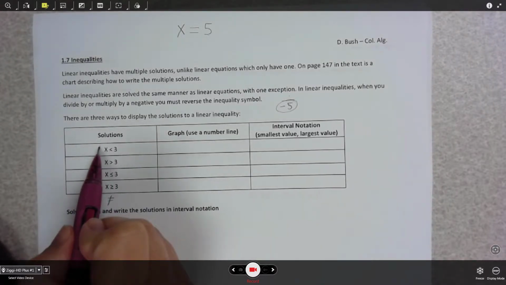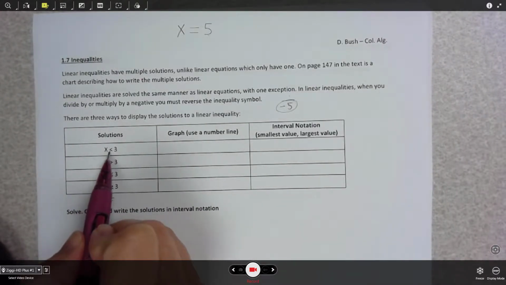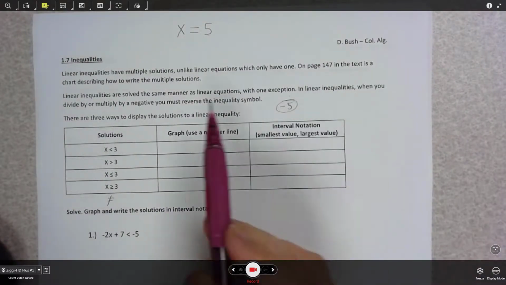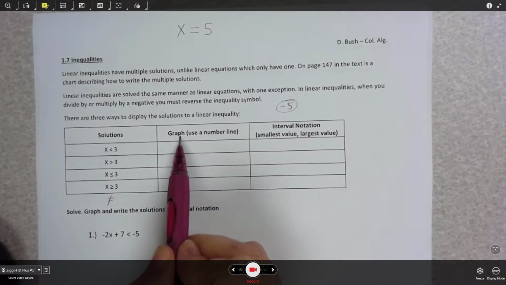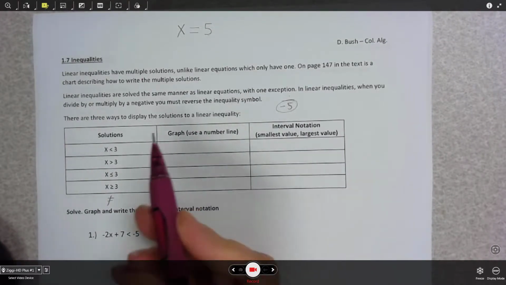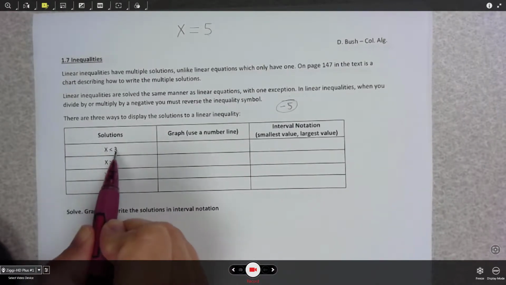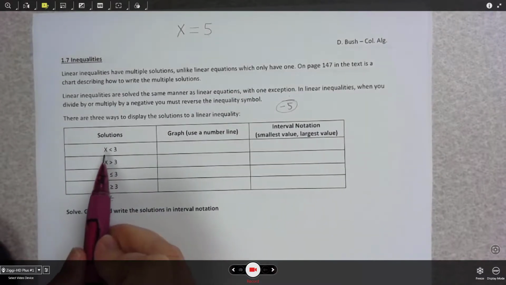Now if you see this where the variable's on the left, less than 3, there are a couple of ways we're going to write our answer. One of which is to use a number line and graph all of the solutions. So what this means is that x can be any value that is less than 3. Well, how many numbers are less than 3? 2, 1, 0.5, 1.25, negative 0.33, negative 10, negative 1,000, and I could keep going on forever in listing numbers that are less than 3.